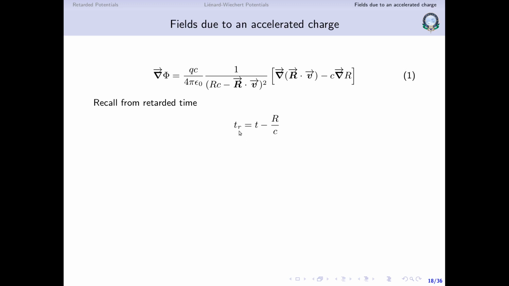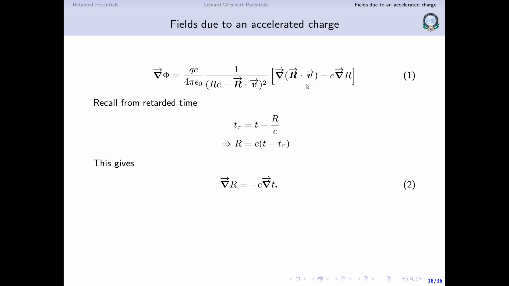We know that the retarded time is defined as t r is equal to t minus r by c. So from here we just rearrange this, and we get r is equal to c into t minus t r. If that is the case, then taking the gradient on both sides, gradient of r will be equal to minus c into gradient of t r, because the gradient of time is 0. So gradient of r is equal to minus c into gradient of t r. But we will not find the gradient of t r, the retarded time, right now.